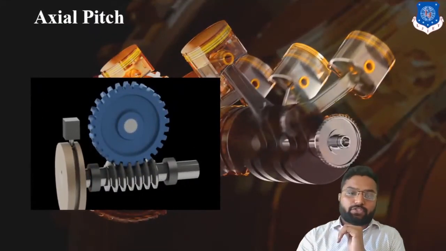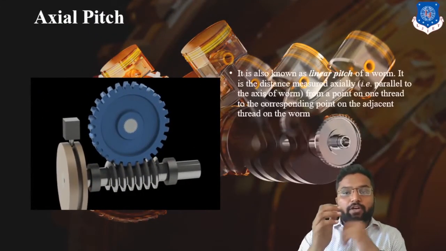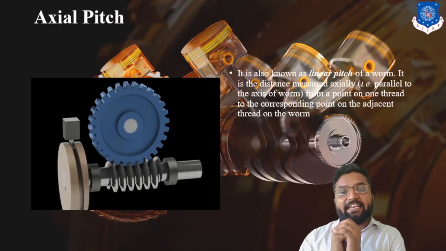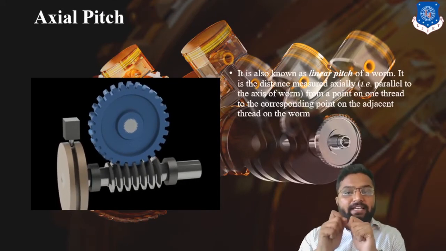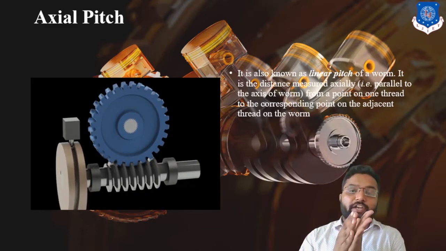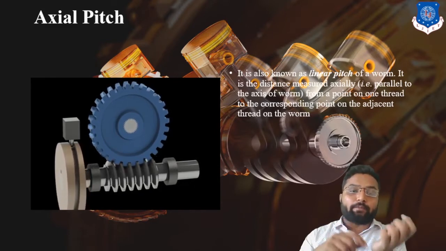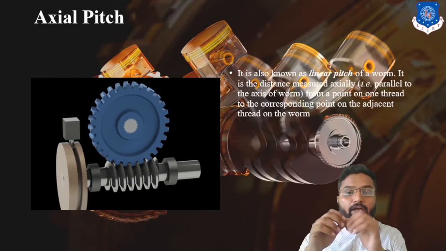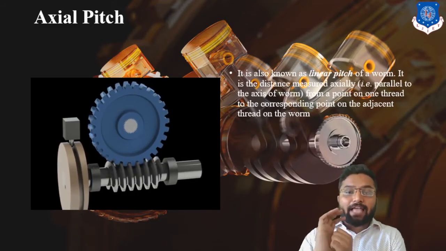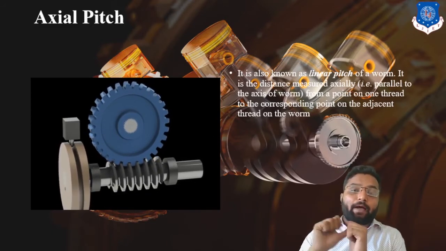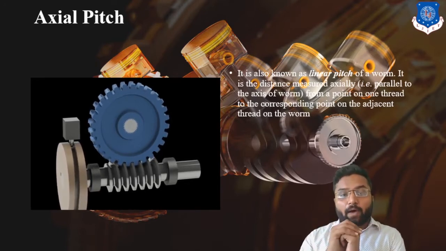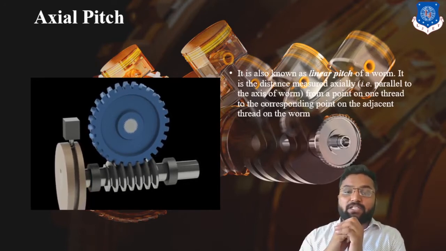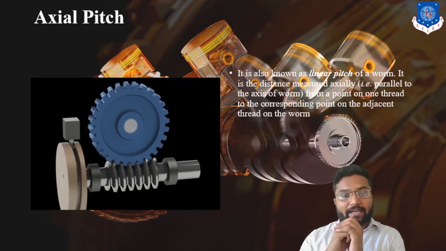So axial pitch. What is axial pitch? It is also known as the linear pitch of a worm. It is the distance measured axially from one point of the thread to the corresponding point of the same thread. Clear? So you can see that this axial pitch is going to determine the revolution of your wheel. Clear? So that's why this axial pitch is very much essential while designing this worm and worm wheel.